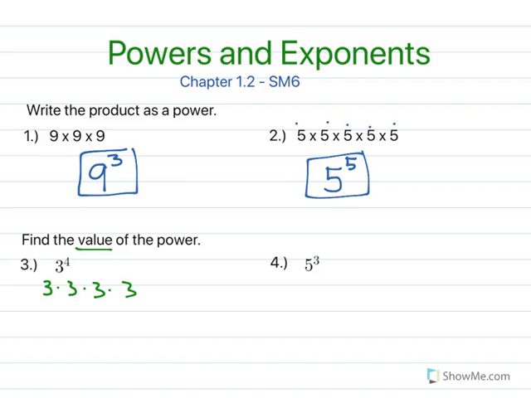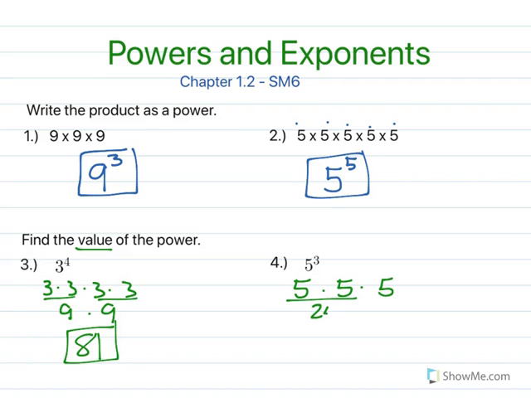So 3 times 3 is 9. 3 times 3 is 9. 9 times 9 is 81. So 81 is the value of the power. For number 4, I have 5 to the third power. That means I'm going to write 5 3 times. I'm going to multiply it. I have 5 times 5 is 25, times 5. So if I have 5 quarters, I have 125. And that is the value of that power.